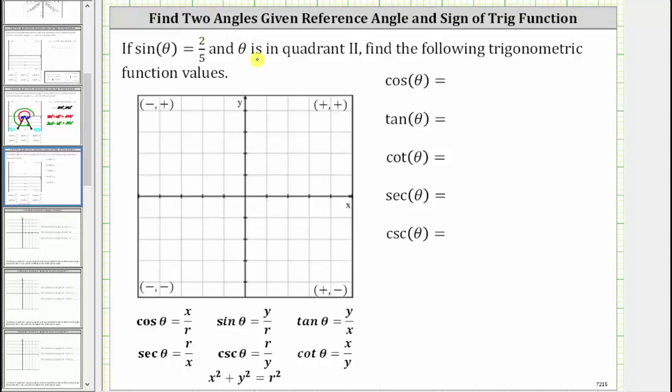If sine theta equals 2/5 and theta is in quadrant 2, find the following trigonometric function values. Let's begin by sketching a possible terminal side of angle theta in quadrant 2. Let's just say this is the terminal side of angle theta.